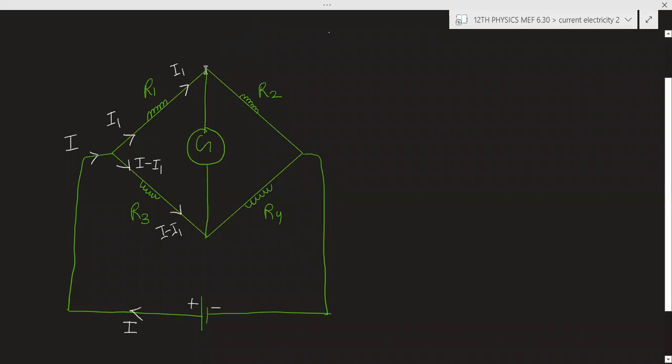Now here is the junction point, and here are two branches. One branch is this, another branch is this. So here the current will be divided. Suppose IG current is going in the galvanometer. IG is the current that is going in the galvanometer. This is the galvanometer, and resistance of the galvanometer is G. So the remaining current I1 minus IG will go in this branch, and the same current I1 minus IG will flow through this branch.